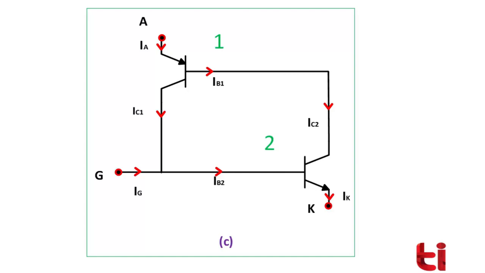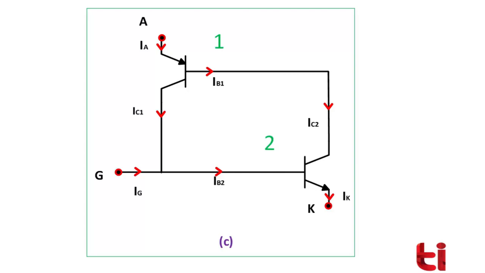Now this process continues. That means initially a small amount of base current will increase, then there will be a small increase in cathode current. This cathode current will increase the base current of transistor number 1 a little, then a small amount of anode current will increase. Now as the anode current increases, there will be a small increase in the collector current of transistor number 1, because the current gain of the transistor, alpha, is equal to IC by IE.